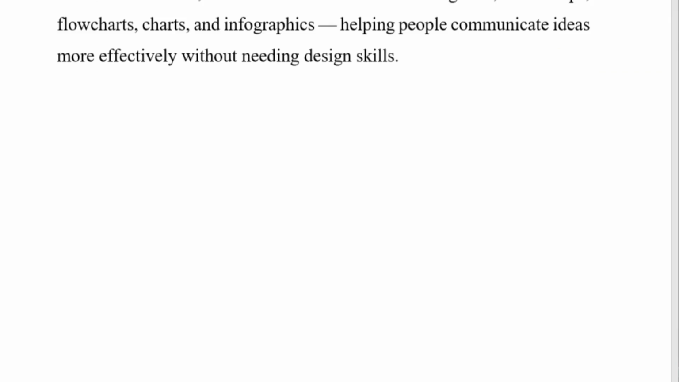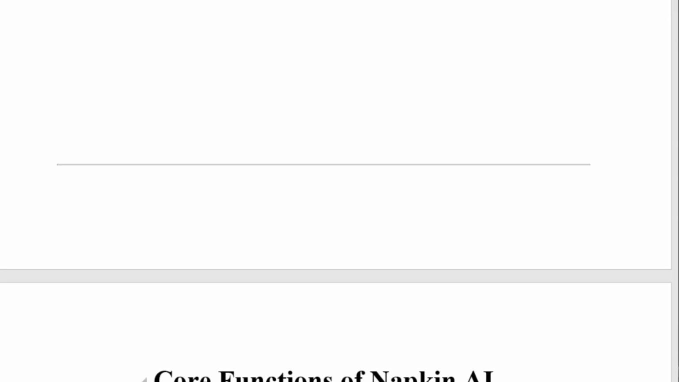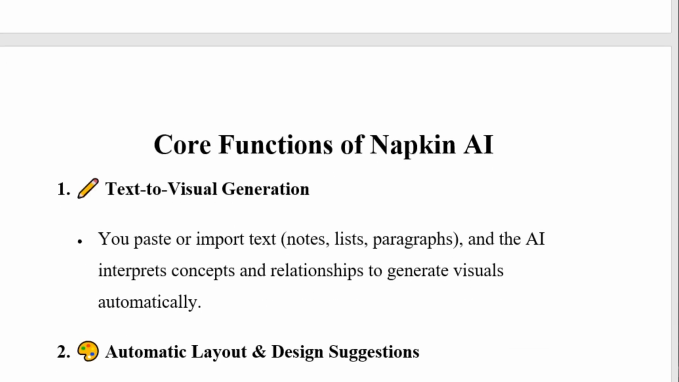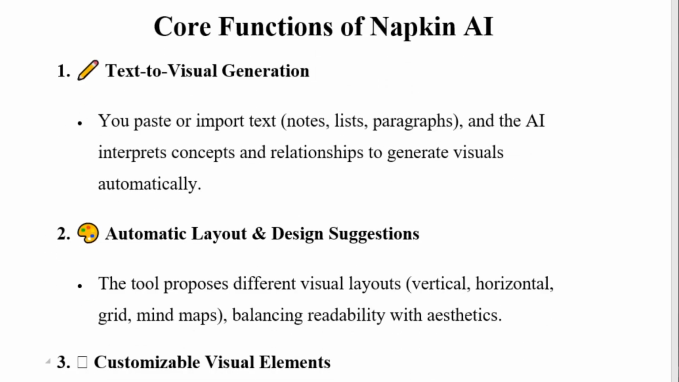This is the AI I'm talking about. Now the core functions of this Napkin AI. One of the core functions is text to visual generation. You paste or import text in the form of notes, list, or paragraph, and the AI interprets the concept and the relationships to generate visuals automatically. Now I'm going to show you how this does it. Stick with me to the end of this video, you will like it, I promise.